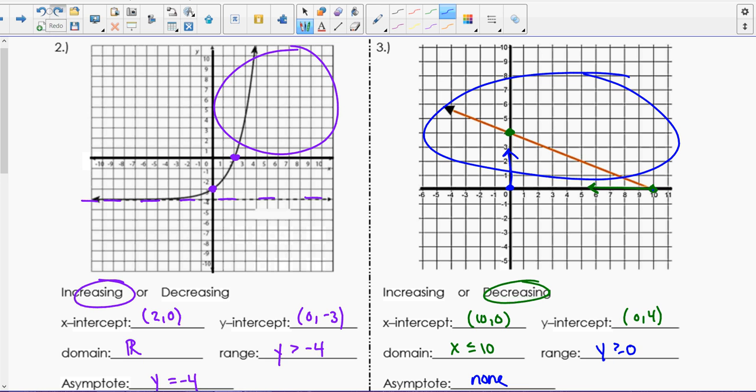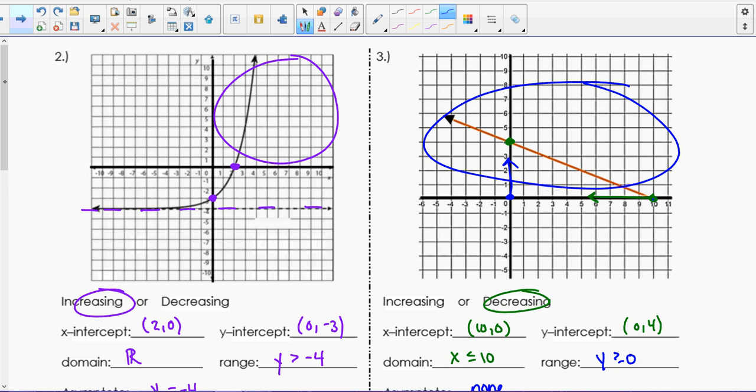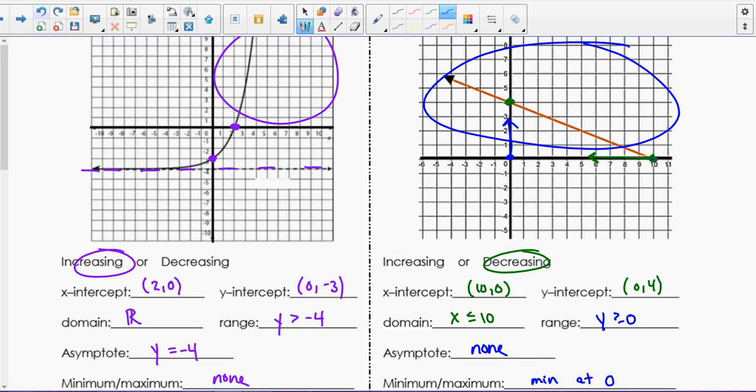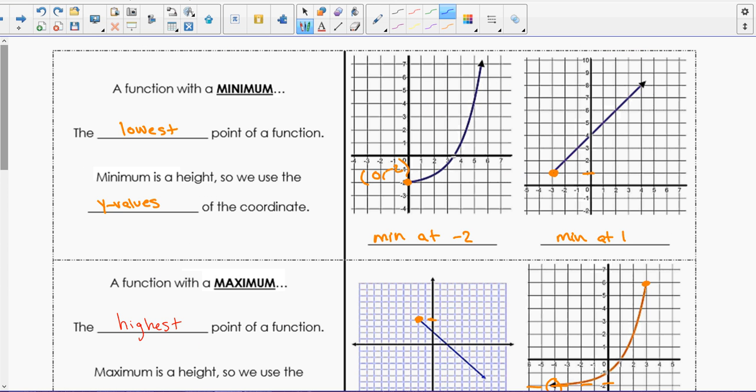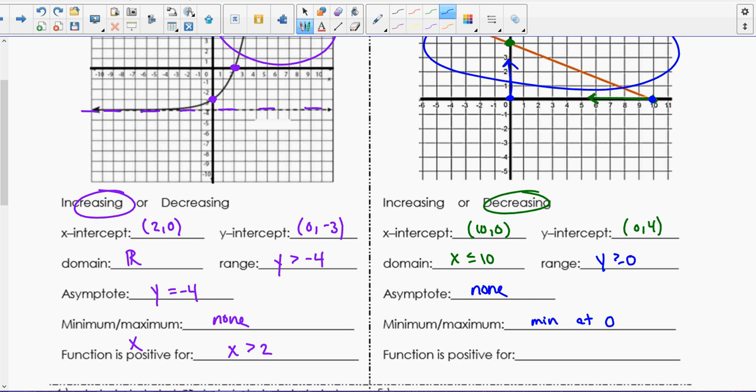Where it's positive, it's actually positive for almost its entire function because all of this is above my x-axis. It starts being above right at this value right here. It's not positive there because it's not above the x-axis, but it is going to be once I get less than. So it's positive for all x values that are less than 10. Because you can see at 9 I'm above, at 8 I'm above, at 7 I'm above, at 0 I'm above. I'm just not above at 10. So anything less than 10.